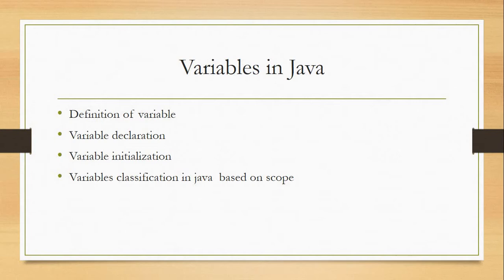Now in this lesson we'll talk about first the definition of variable, then we'll see declaration of variables in Java. After that we'll have discussion on variables initialization, and finally we'll see variables classification in Java. And by the time we complete this tutorial, you'll be able to declare and initialize variables of different kinds in Java. Let's begin.